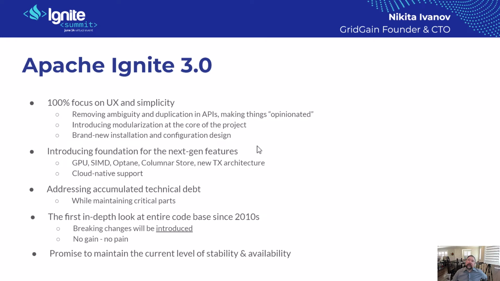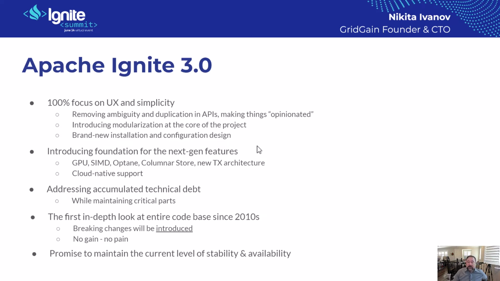I want to remind everybody that Ignite's code base hasn't been updated since the mid-2000s. It's basically the same sort of architecture and code base. And a lot of things have changed since then. Not only have projects changed, the expectations from the developer community have changed. And Ignite 3.0 is taking a look at many different things.